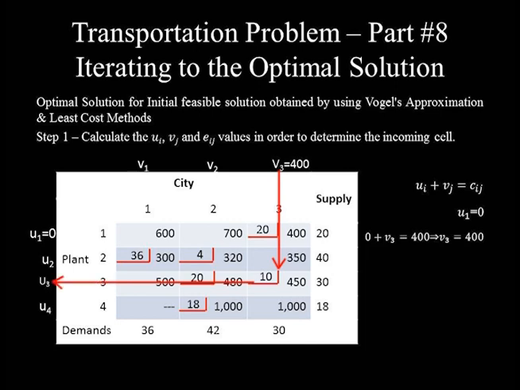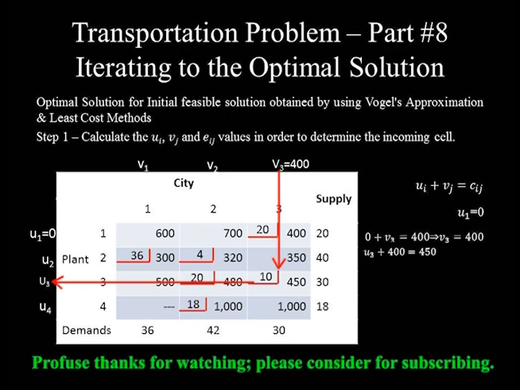Hence, we can calculate the row index of the third row, that's U3, by using the formula U3 plus column index of third column, that's 400, is equal to unit cost of the cell, that's 450. This implies U3 is equal to 450 minus 400, which gives us 50.